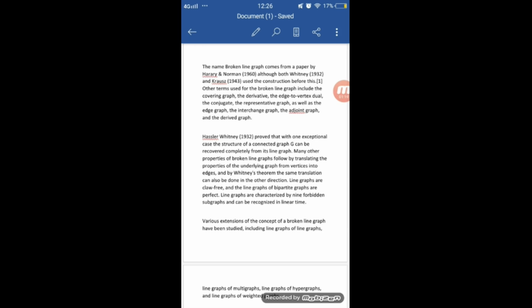Various extensions of the concept of a broken line graph have been studied, including the line graphs of line graphs, line graphs of multigraphs, line graphs of hypergraphs, and line graphs of weighted graphs.